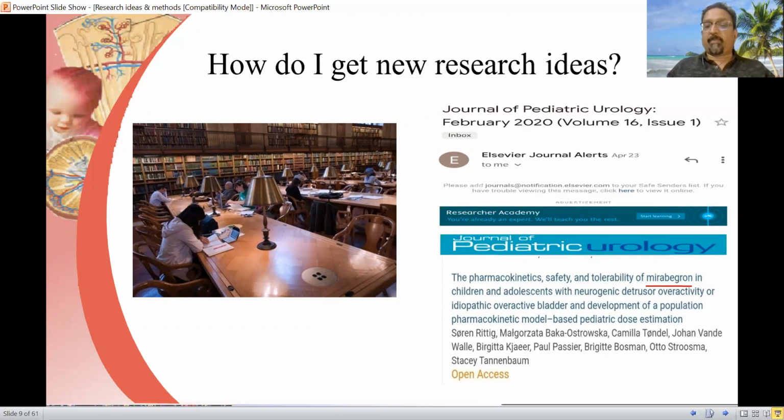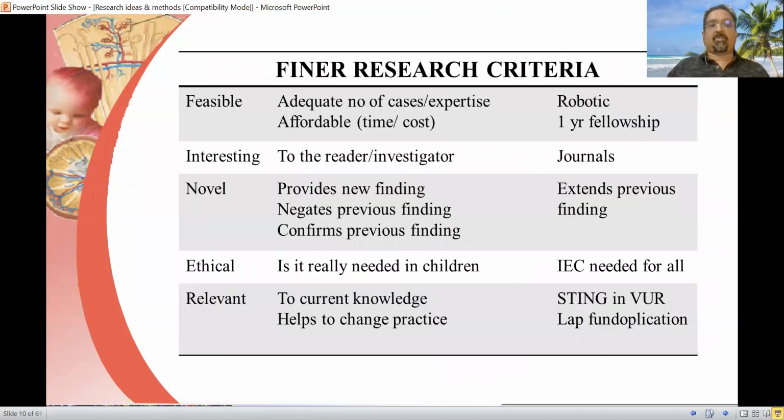For example, mirabegron was tried for neurogenic detrusor overactivity in children. I ask myself, why can't I try this on valve bladder kids? So I start a research on that. Before you even start a research, there are certain basic questions you need to address, such as whether it is feasible.